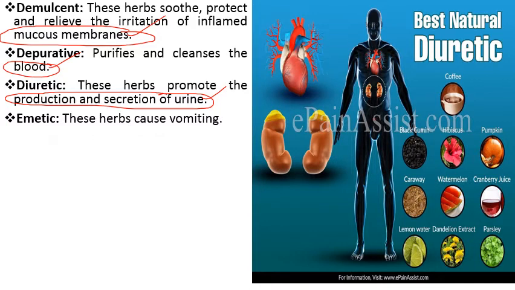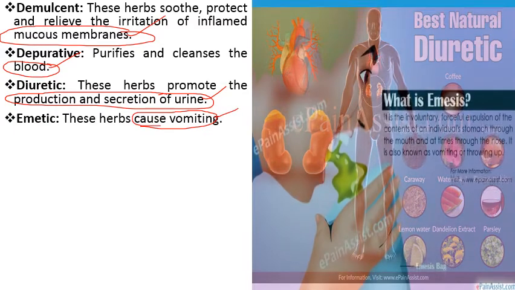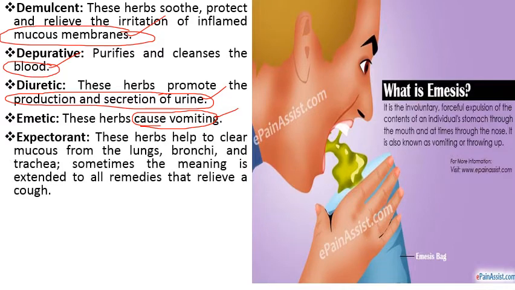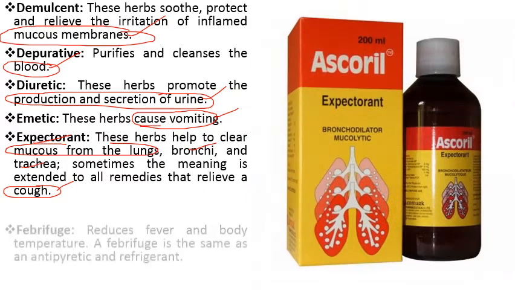Next comes emetic. So these medicines are used to cause vomiting. So vomiting को cause करने के लिए जो medicines use होती हैं, these are termed as emetic. Next comes expectorant. So the herbs help to clear mucus from the lungs, bronchi and trachea. Sometimes the meaning is extended to all remedies that relieve a cough. So जो cough को relieve करते हैं ऐसी medicines के लिए हम term use करते हैं expectorant.